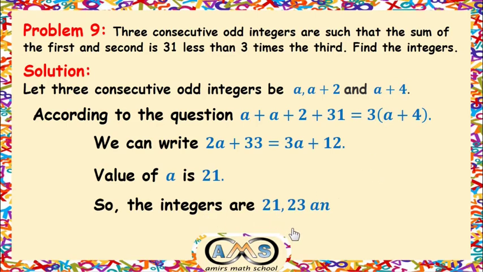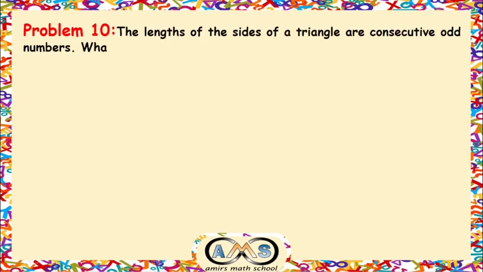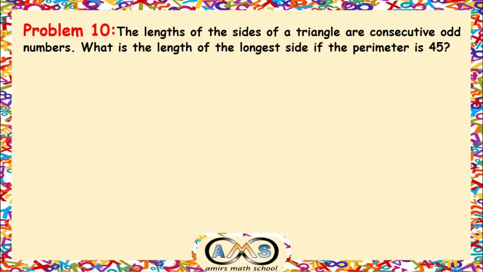So the three integers are 21, 23 and 25. This is our required result. Now problem number 10. The lengths of the sides of a triangle are consecutive odd numbers. What is the length of the longest side if the perimeter is 45?